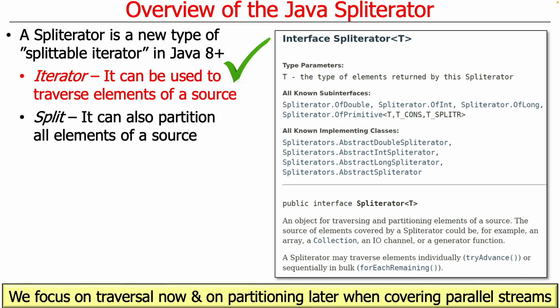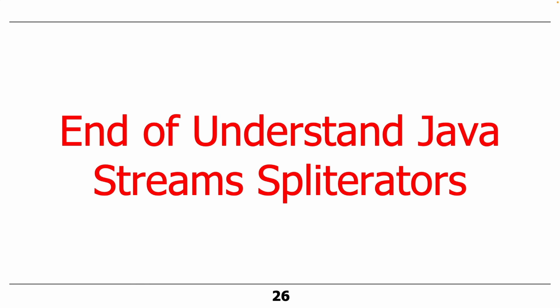Since we're focusing here on sequential streams, we're only going to discuss iterators and the iterator behavior now, and then we'll come back later and talk about the splitting part when we get into parallel streams. So that's the end of our discussion of spliterators as a concept.